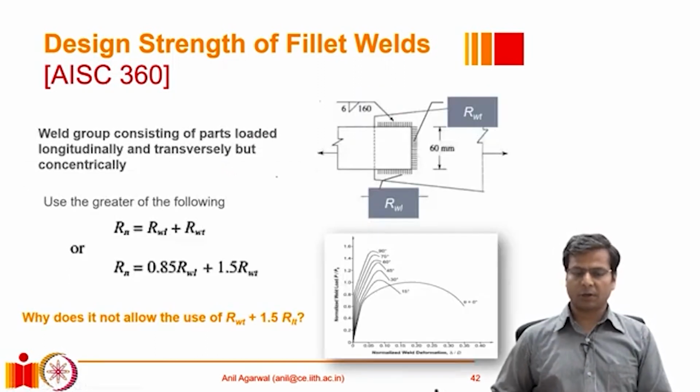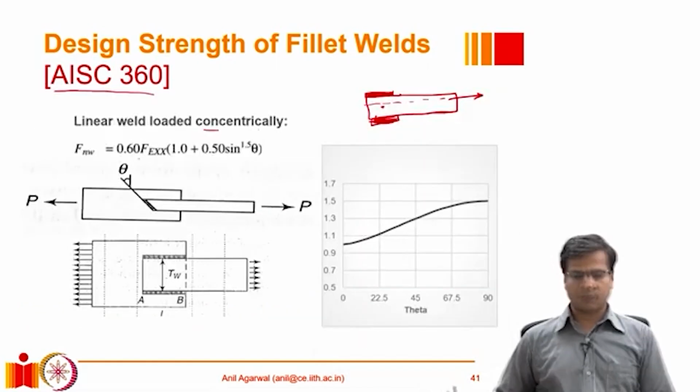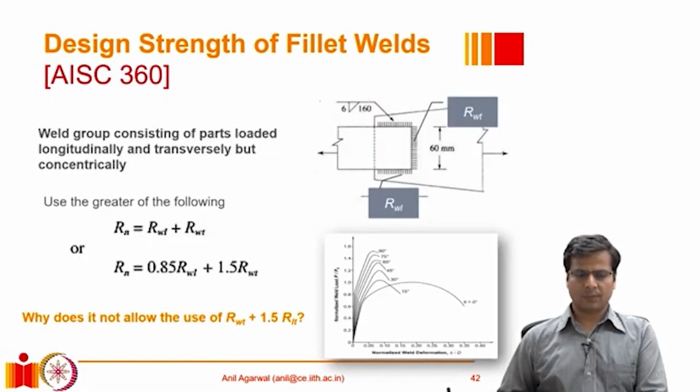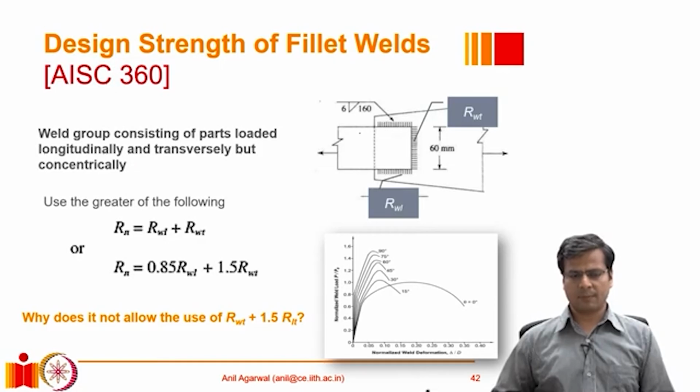However, there could be another situation. Unlike the previous case, where these welds were placed symmetrically but both of them were longitudinal welds, so they were linear welds loaded concentrically, here it is a combination of longitudinal and transverse welds. If we have such a situation, then we cannot use this equation, right? In such a situation, a portion of the weld is longitudinal and a portion of the weld is transverse in comparison to the direction of loading, which is the case here.